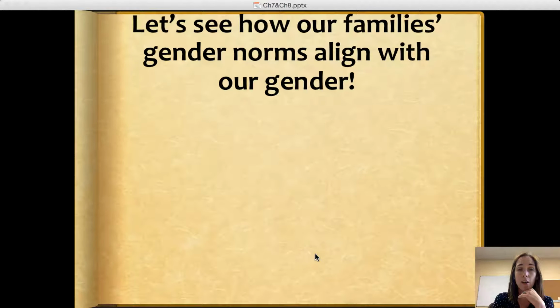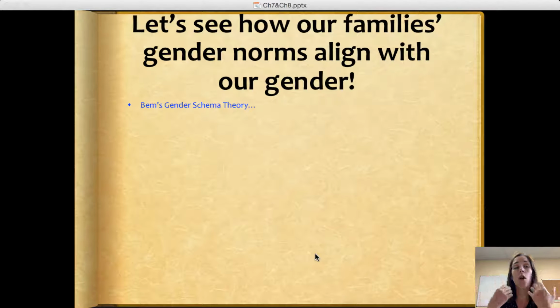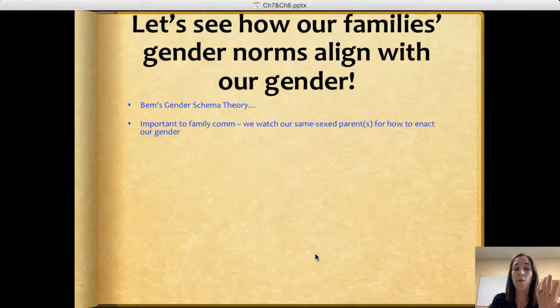So if you think about how your gender norms align with your own gender, I'm going to remind you of Bem's gender schema theory, which says that we are inclined to follow our same-gendered parents. So women tend to turn to their mothers for how to enact womanhood. Young men follow their fathers. And this is important: we watch that same-sex parent for how to enact our gender. If I had two mothers, then I would watch both of them for how to enact womanhood.